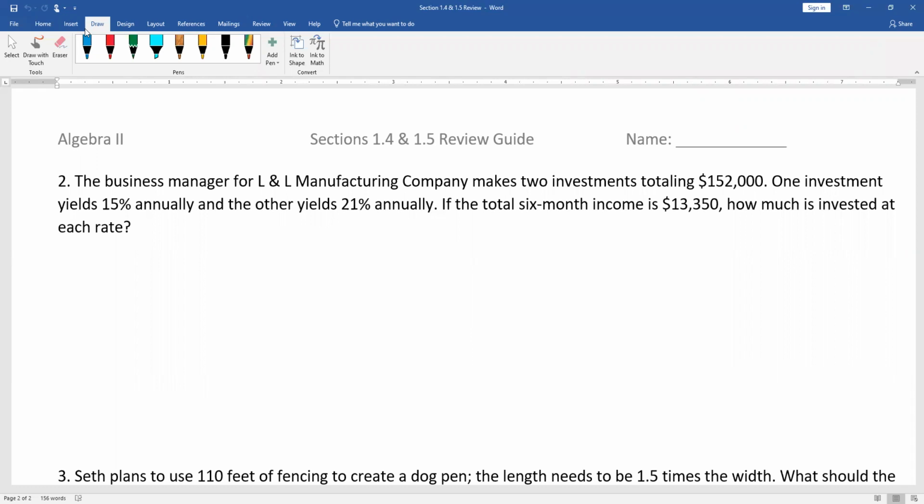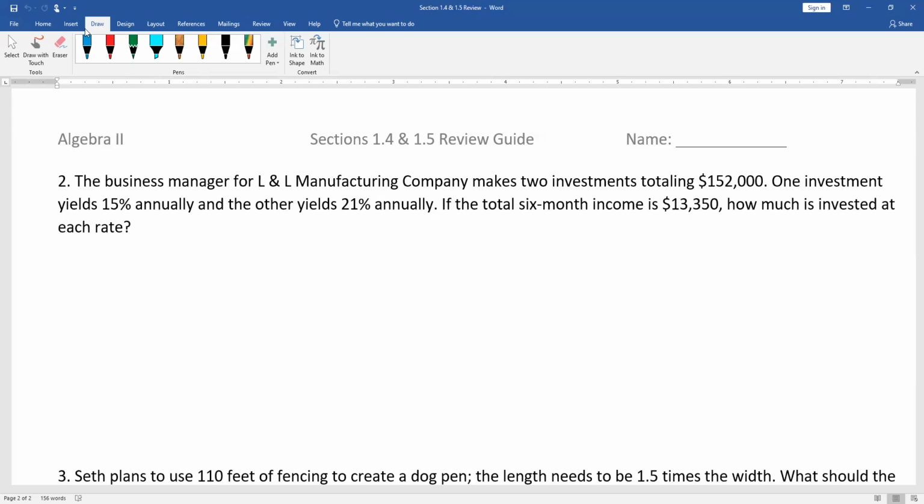And so this first one is an interest question. So again, it's the principal times the rate times the time equals the interest that gets accrued on an account. And in this case, we have two different accounts. So we have a company who's making two investments. Their total principal is $152,000. So that's how much money they take and invest in these two separate accounts.